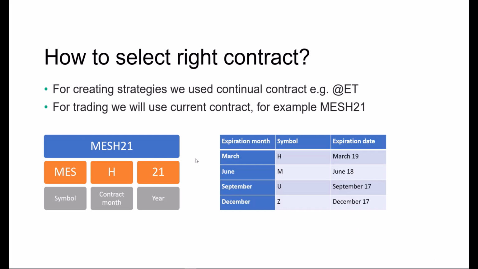You just need to remember, so set some reminder that during the beginning week of this expiration month you need to switch to the next contract. And if you follow this rule, then you will simply have the right contract for trading.